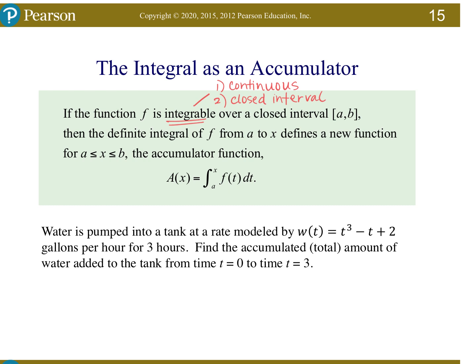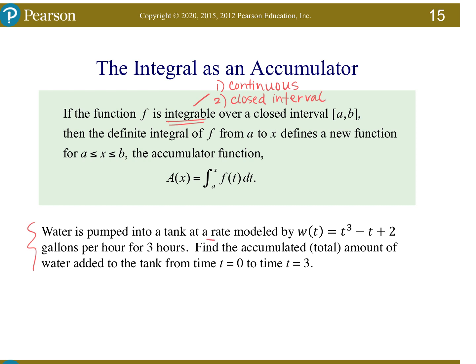Okay, so here's a little example, where you glaze over, but let's read the words here. So Ian, can you read the words of the example down here? Water is pumped into a tank at a rate modeled by W(t) equals t cubed minus t plus 2 gallons per hour for 3 hours. Find the accumulated total amount of water added to the tank from time t equals 0 to time t equals 3. Okay, thanks.